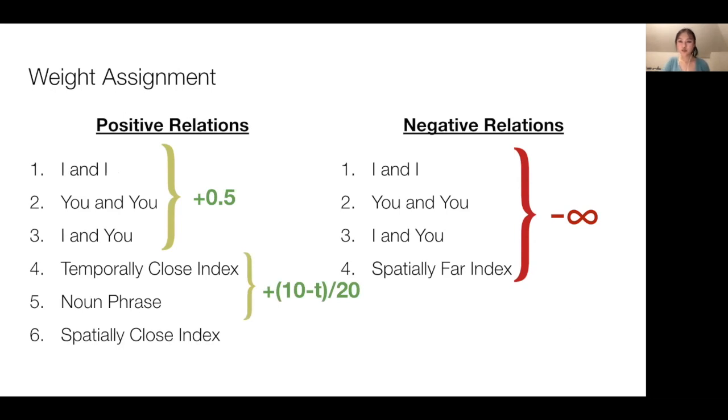Then for the temporally closed and the noun phrase relations that depend on the temporal proximity of the signs, if the two signs have t signs between them, where t is less than 10, then the assigned weight is (10 minus t) over 20. And for spatially closed index, if the Euclidean distance between the two signs is s, where s is less than 50, then the assigned weight is (50 minus s) over 50.